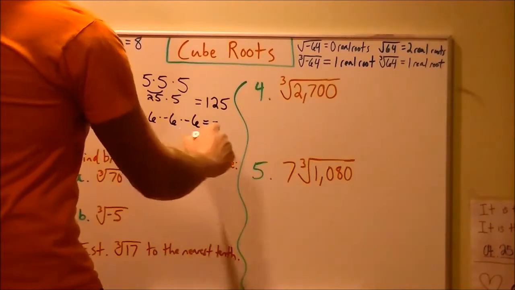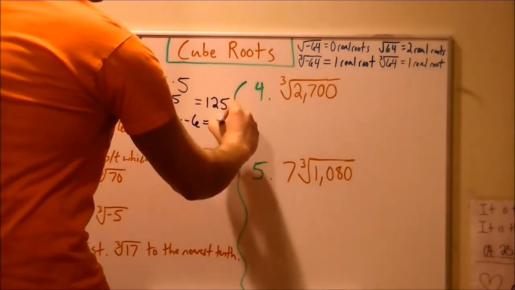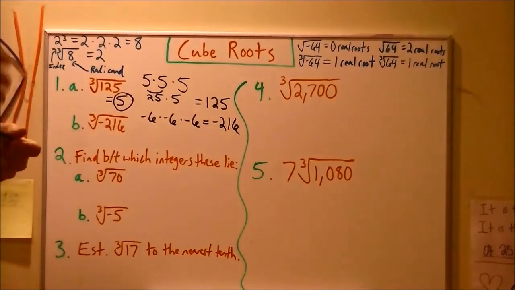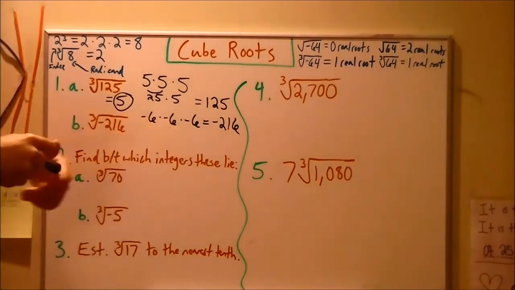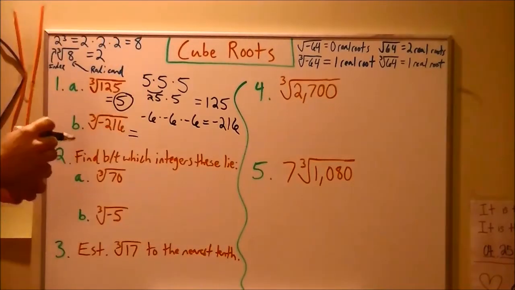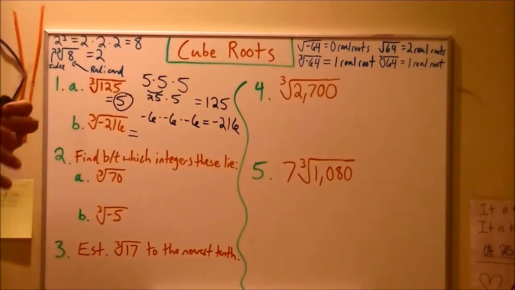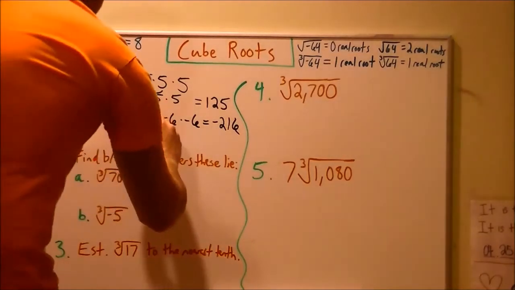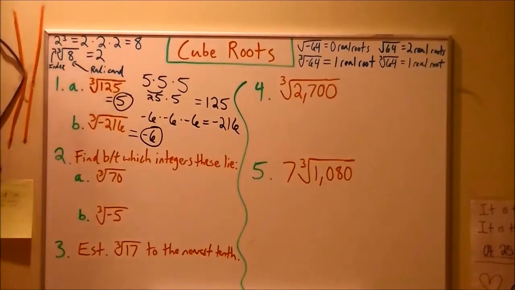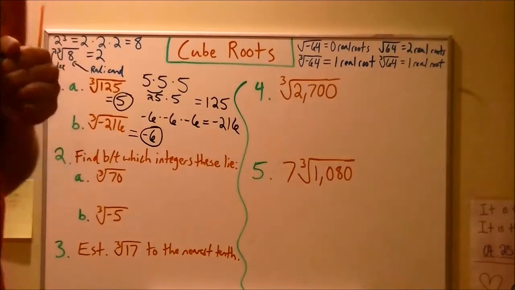But negative 6 times negative 6 times negative 6, we just found, is negative 216. So guys, when I ask what's the cube root of negative 216, it's what number times itself times itself gets me to the number negative 216. And that number, as we found, is negative 6. And so that's the simple answer to it.